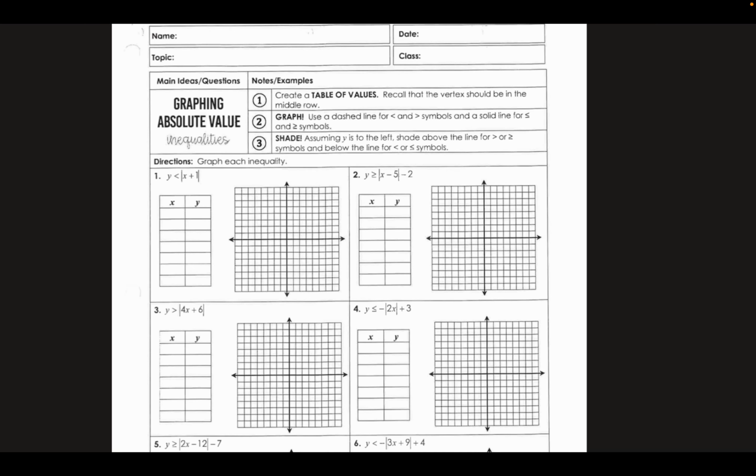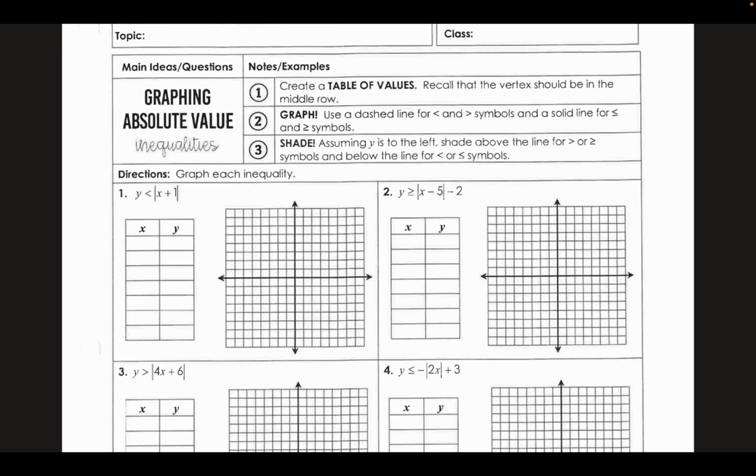So now we're going to go on to absolute value inequalities. There's only a couple changes here between the equations and inequalities, very similar to how when we solved inequalities, most of our steps in our processes were the same as when we solved equations with a few tweaks. So we're still going to create the table, we're still going to use the vertex, we're still going to graph, but when we graph now, we only use a solid line for less than or equal to or greater than or equal to symbol. So only if it has the or equal to do we use a solid line, similar to how the equation, which was an equal sign, had a solid line.